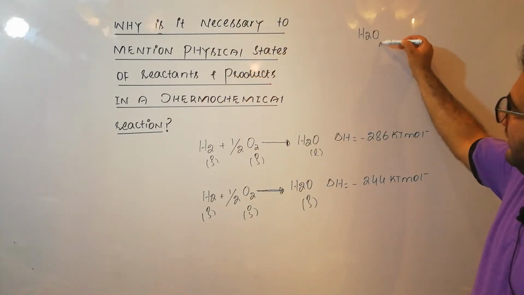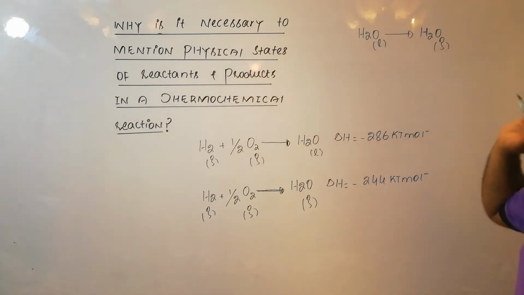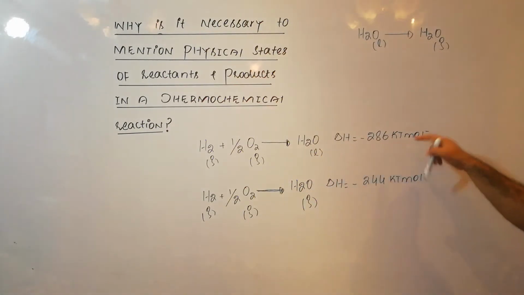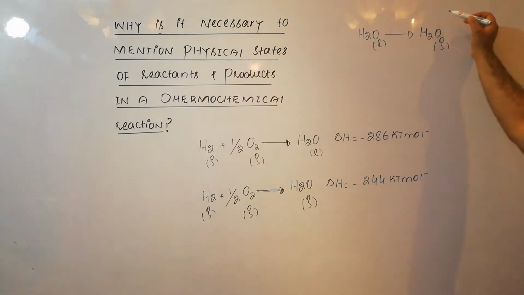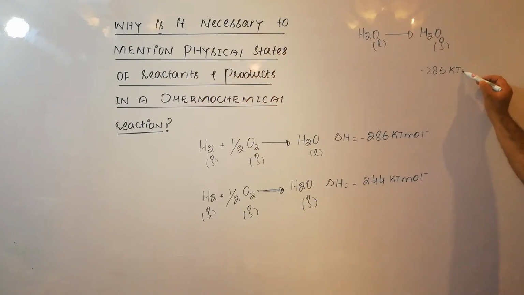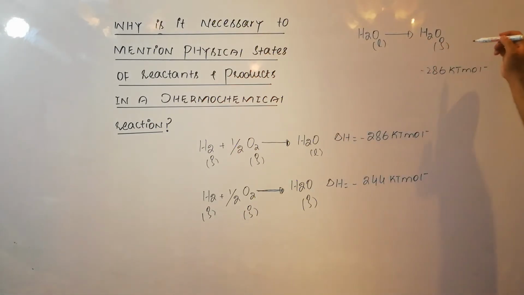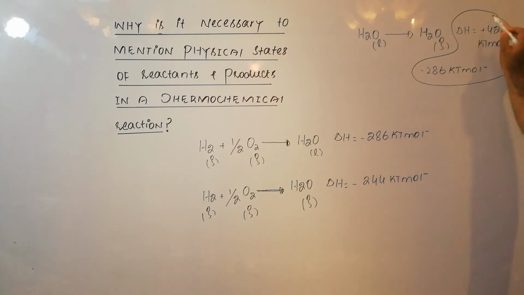Basically in this case, when water is in gaseous form, I can say that the water was first formed in liquid state, and then that was changed to the gaseous state. When water is formed in the liquid state, the delta H was minus 286 kilojoule per mole. But when the liquid water is changed to steam or gaseous water vapors, the delta H is plus 42 kilojoule per mole. When you combine both these two, you will get this answer.